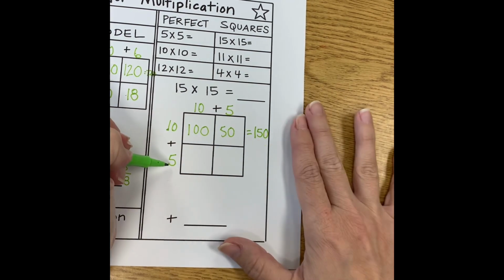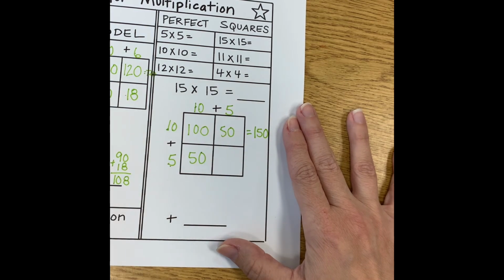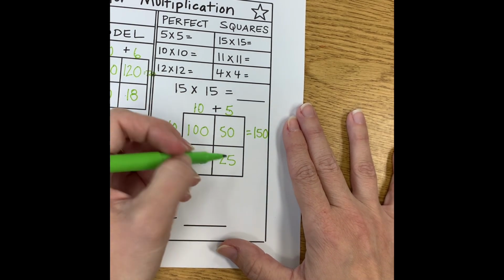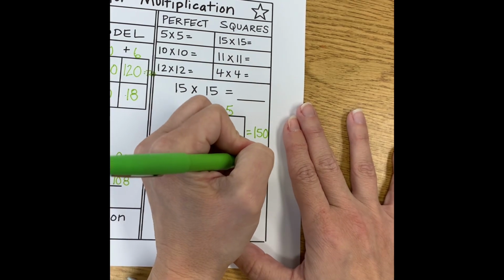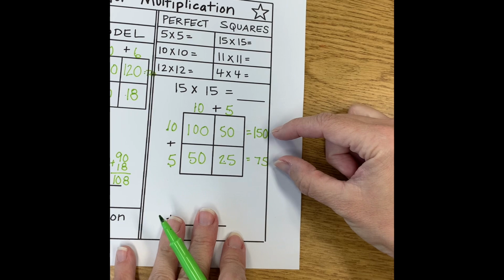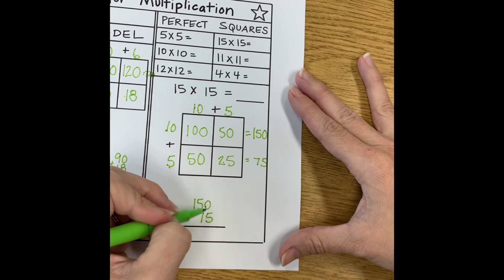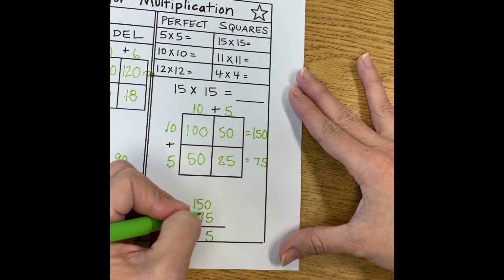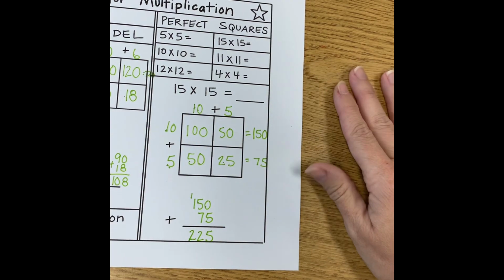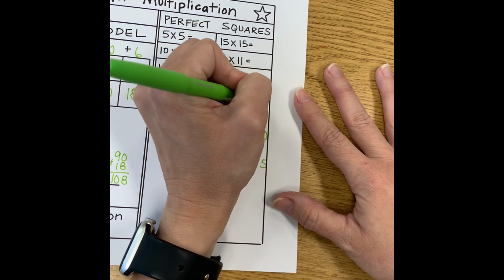Okay, so then here I'm going to do 5 times 10, see it here, 5 times 10 gives me 50, and 5 times 5 gives me 25. Okay, and I'm going to add these across right here. 0 plus 5 is 5, and 5 plus 2 is 7. So then down here, I'm going to add these two rows, 150 plus 75. 0 plus 5 is 5. 5 plus 7 is 12. And 1 plus 1 is 2. So our product is 225. I'm going to come back up here, 225.